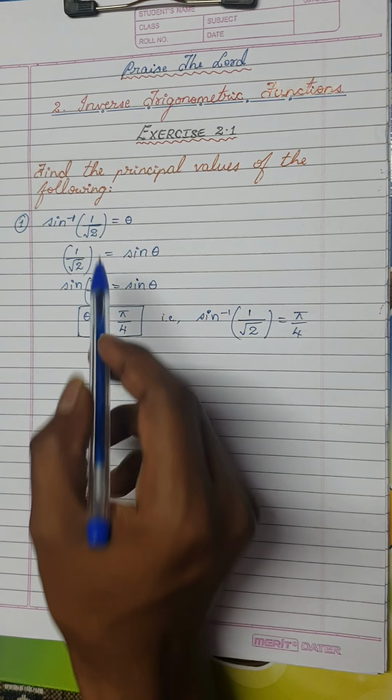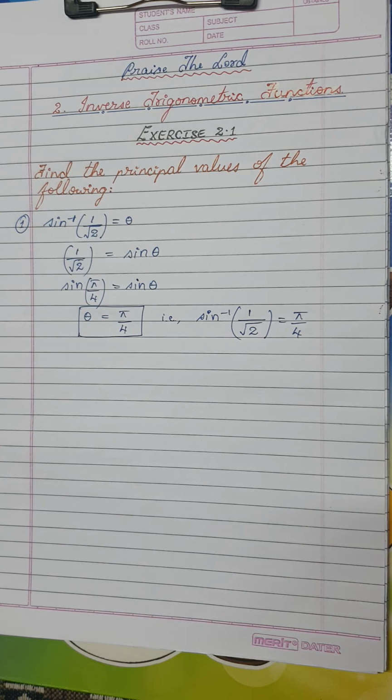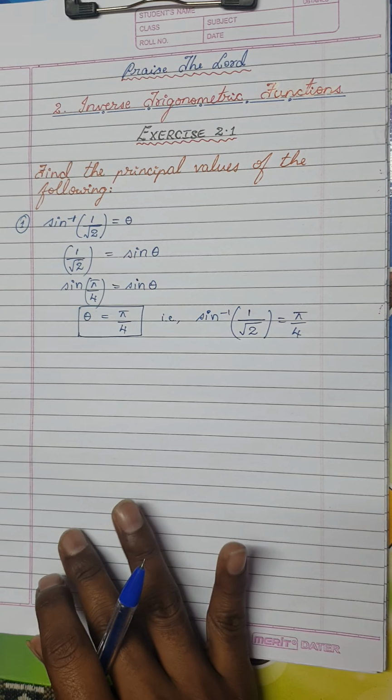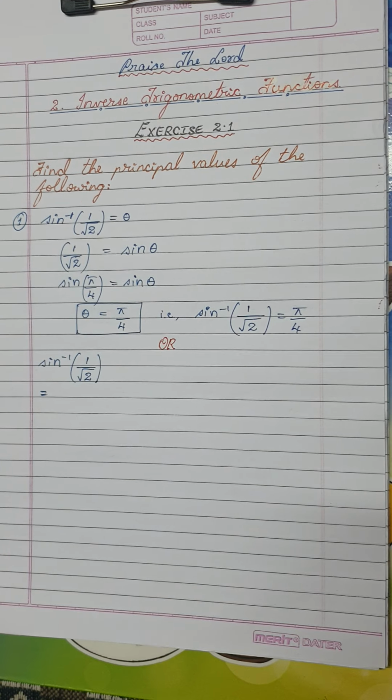But because this is a one marker question, it would be easy for you to write it in a single method. You can write this in a direct step method. Now let us see how we can do that.